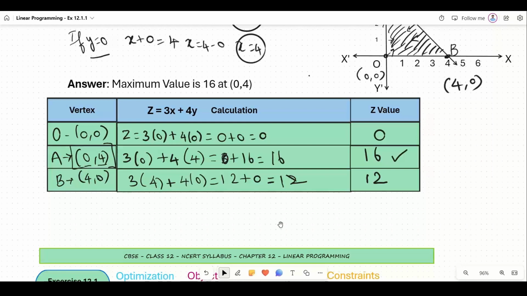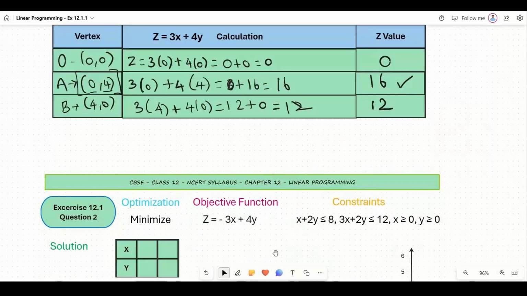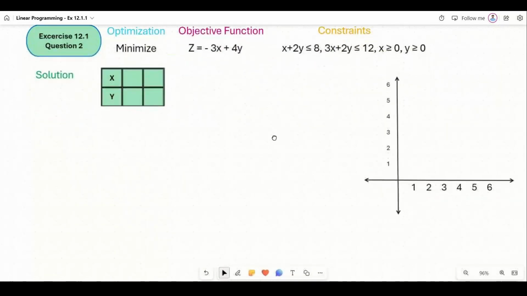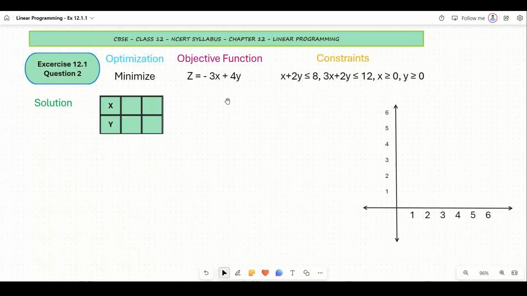Try to practice yourself. The more you practice, the mistakes will be very, very few, or the mistakes will be zero. So let's go on to the second example, second question. We'll have the same approach for this particular question. So there is an objective function, and the optimization that we are looking at here is to minimize and find out the value. And there are 4 different constraints here.